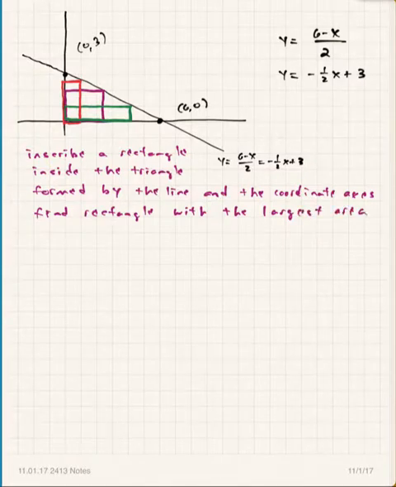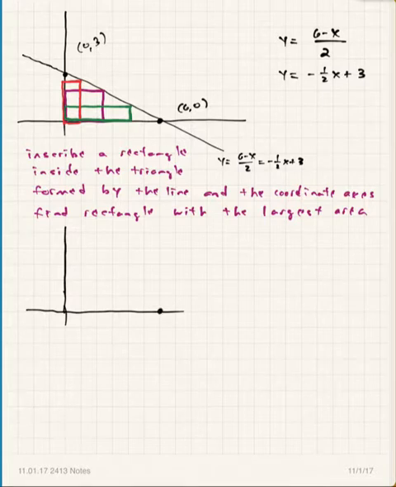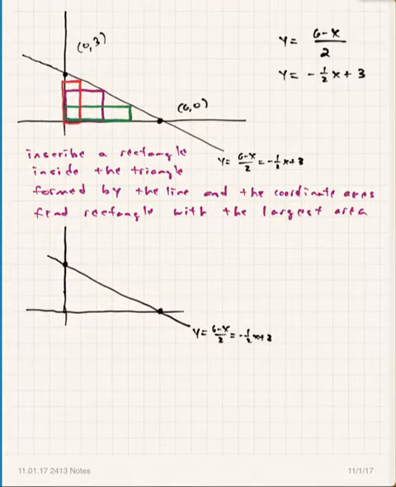Okay, that's what we're after in the problem. So let me redraw this, and then we're going to walk through the steps that we've been talking about for solving this kind of problem. All right, so 1, 2, 3, 4, 5. So we have an intercept here at 6 and another one here at 3. Here is our picture. This is the equation, y equals 6 minus x over 2, or negative 1/2 x plus 3, like so.